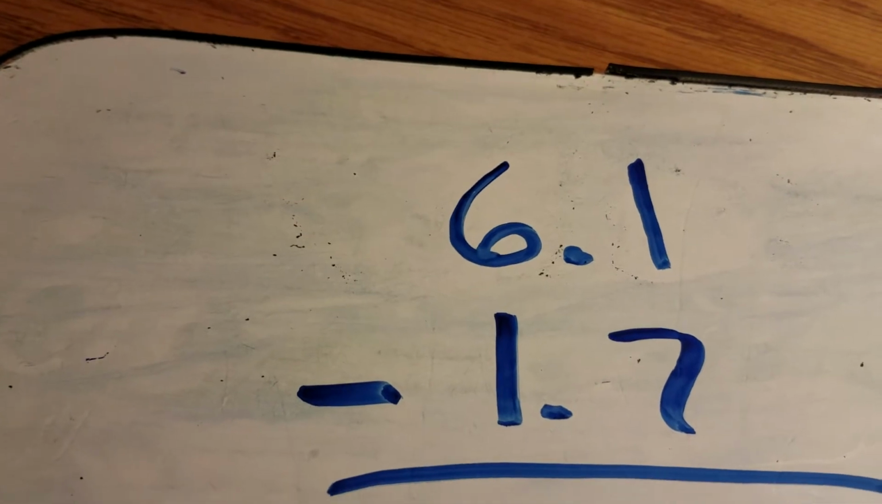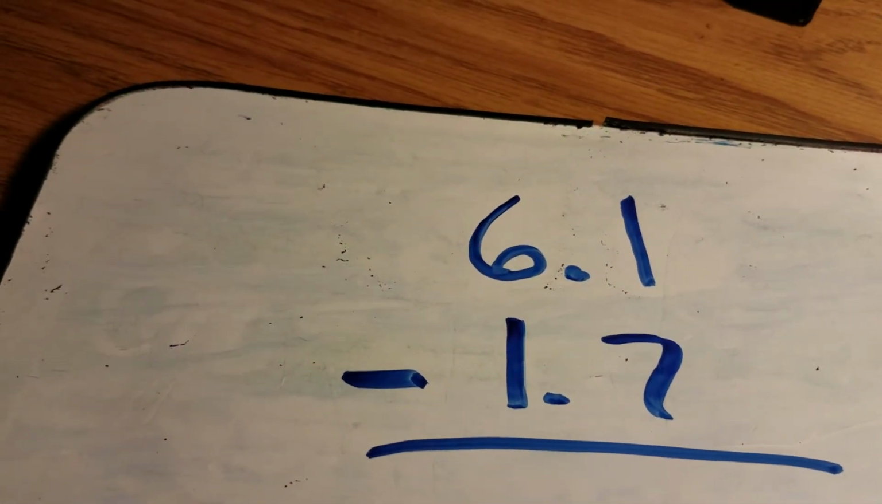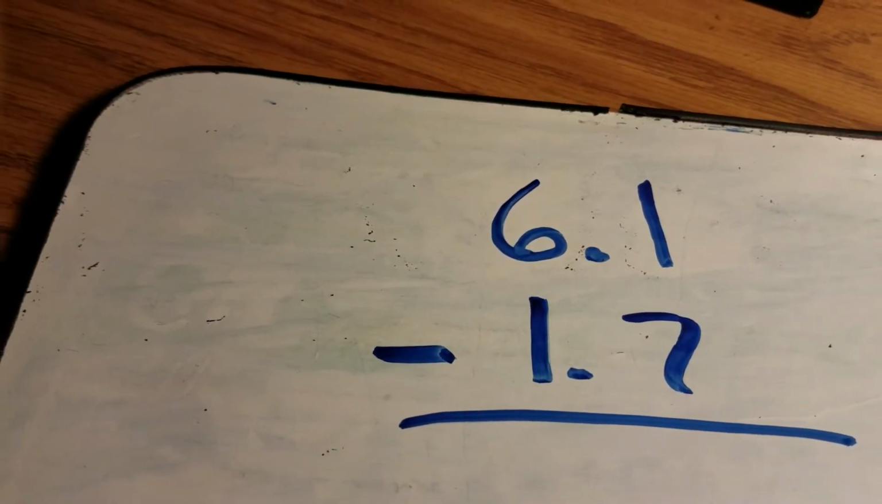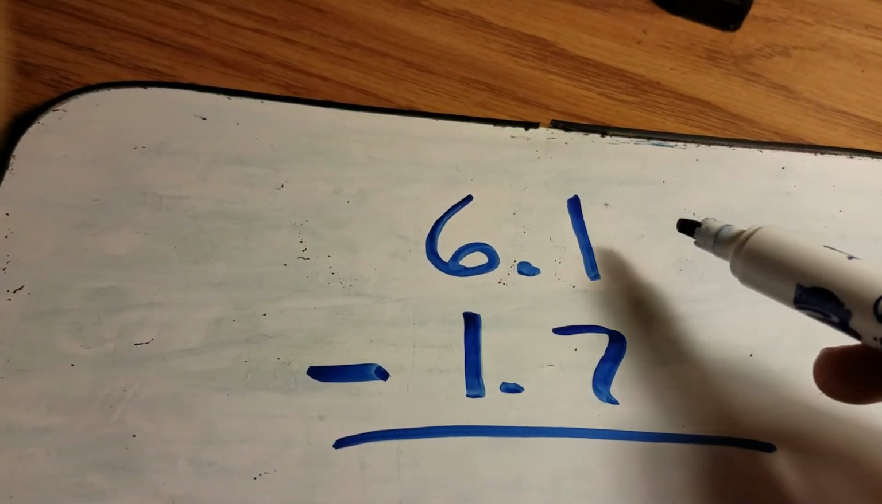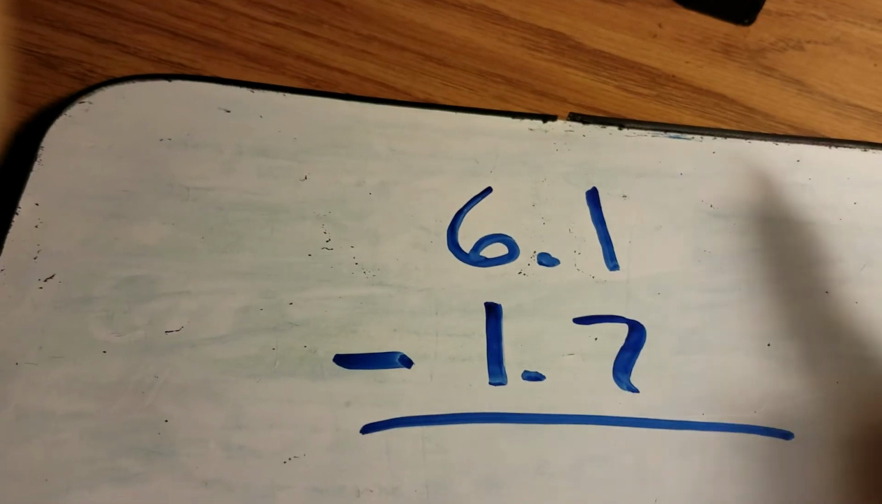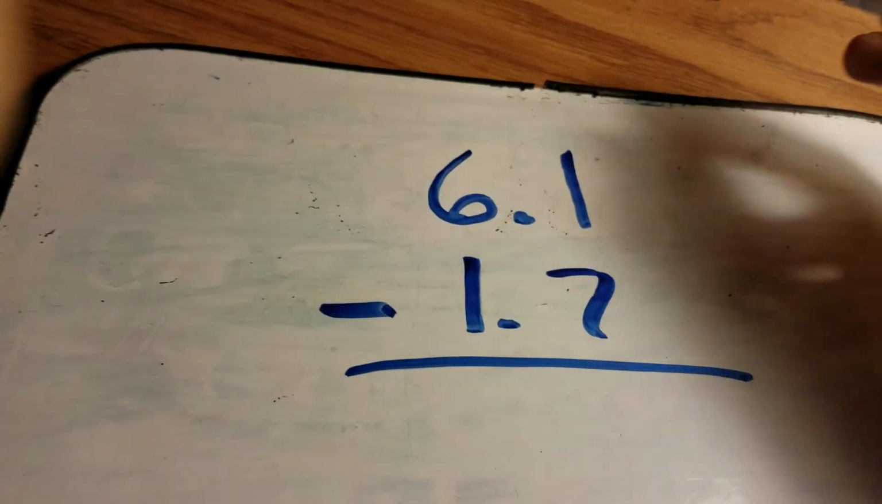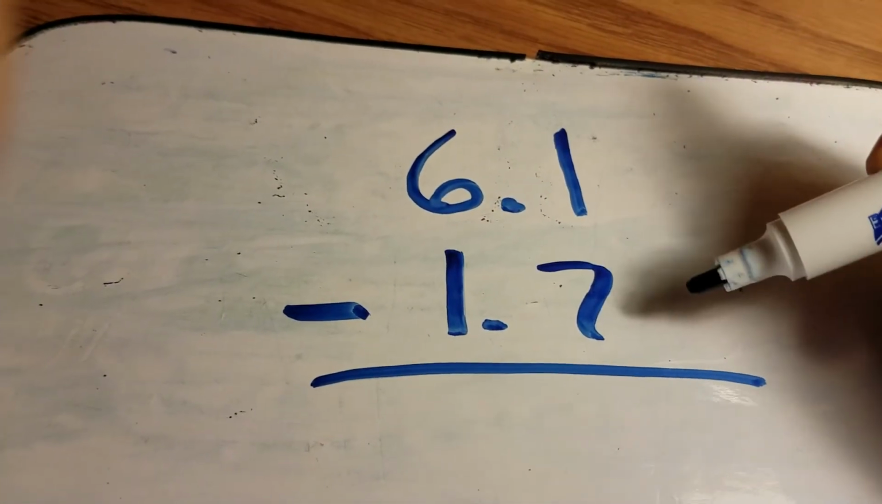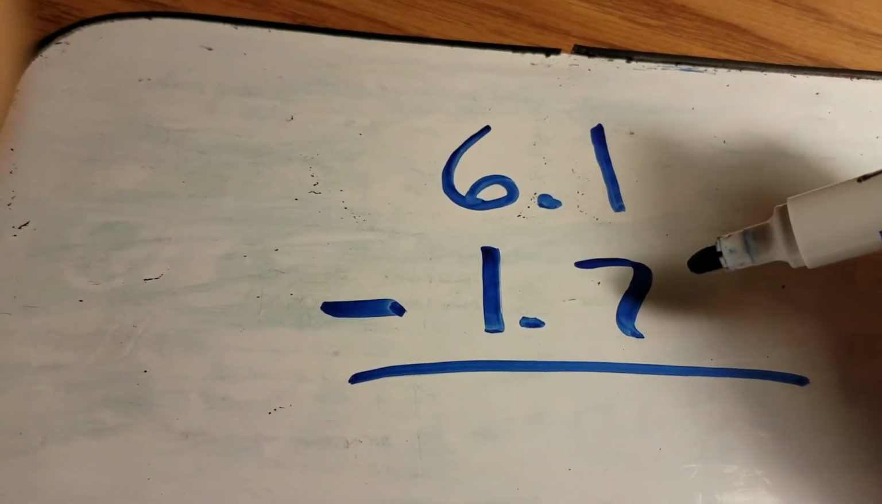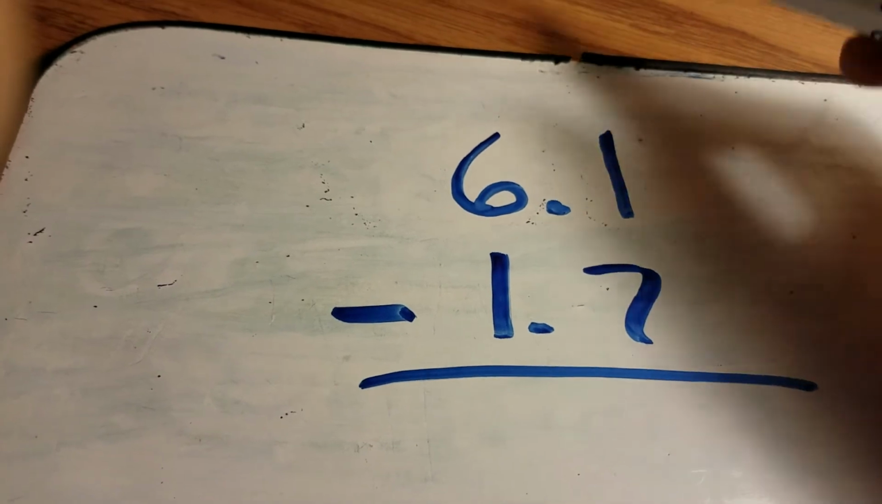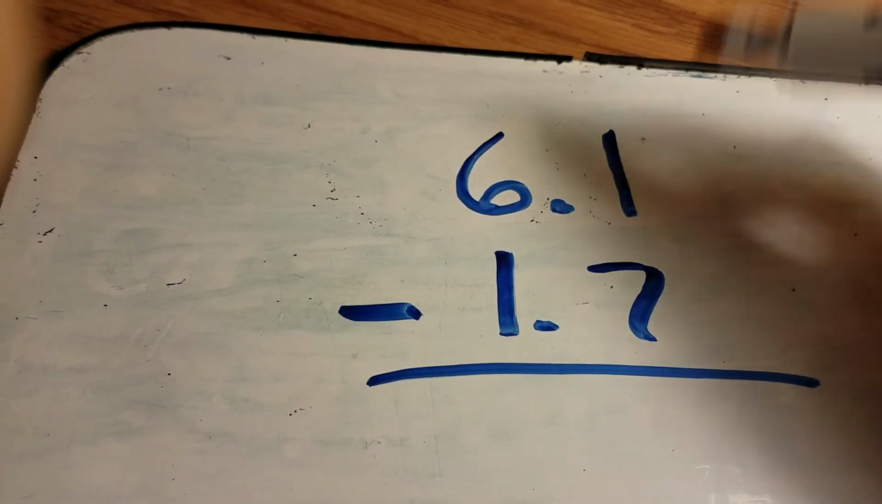In today's video, I'm going to demonstrate subtracting decimals with regrouping. So here's my example, 6.1 minus 1.7. And we're going to start subtraction in the ones place value. Now we cannot subtract 1 minus 7. So this is where we're going to need to regroup.